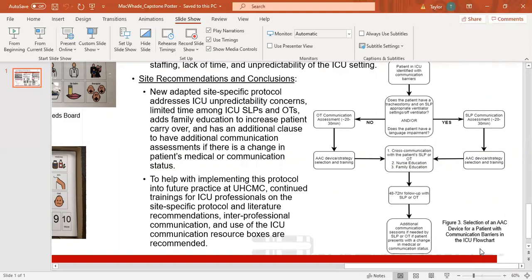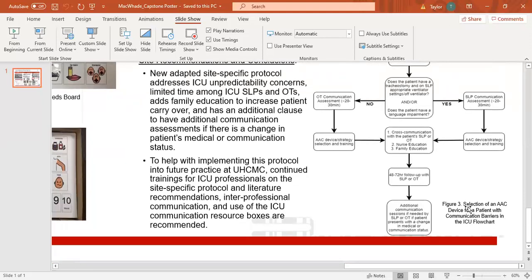Following the selection of the device, OT and speech will cross-communicate, and then there will be nurse and family education on the device to increase carryover. There will be that 48 to 72-hour follow-up window to assess outcomes, and then what was added was additional communication sessions if needed, if there is a change in communication status or medical status.